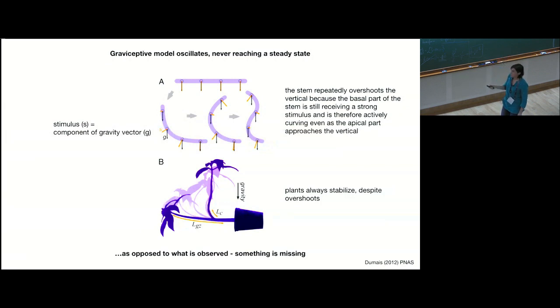But what we saw, again, was different. These are just shots of the first black and white movie, the overshooting one. True, it does oscillate and overshoot. But all the plants that we considered here arrive at a stable state at the end, even if they oscillate. So there is something stabilizing that's missing.